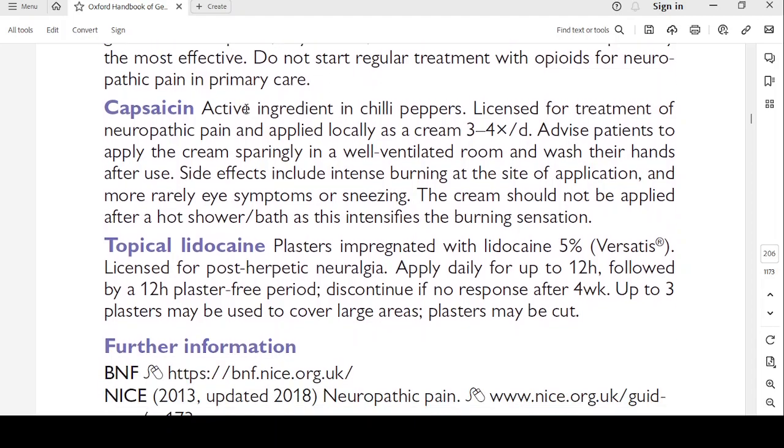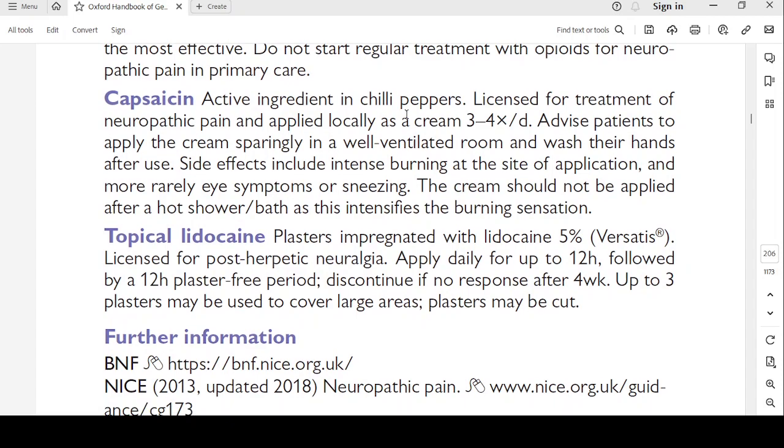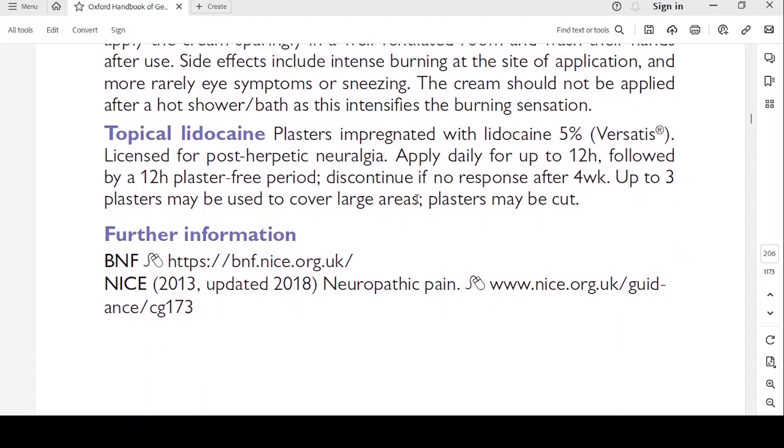Capsaicin, active ingredient in chili peppers, licensed for the treatment of neuropathic pain, applied locally as a cream 3 to 4 times per day. Advise patients to apply the cream sparingly in a well-ventilated room and wash their hands after use. Side effects include intense burning at the site of application and more rarely eye symptoms or sneezing. The cream should not be applied after a hot shower or bath as it intensifies the burning sensation.